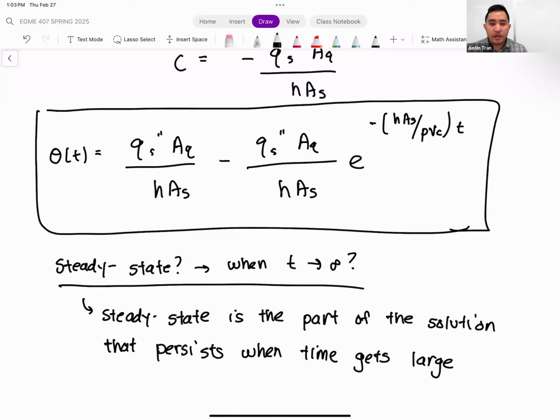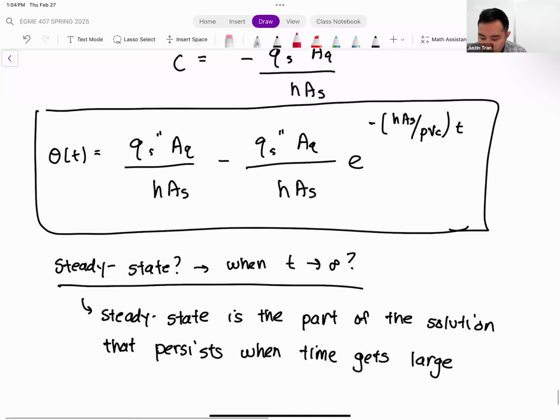So when you're doing an unsteady convection problem and the problem asks you if there is a steady state part of the solution, you're going to examine your solution and look at all the places where time factors in. For this solution, I know there's a lot of symbols going on here, but the only place that time actually shows up is in this exponent, where we have e raised to the minus hAs over rho V c times t. Time is not present anywhere else.